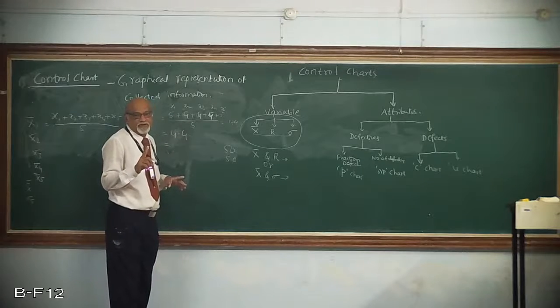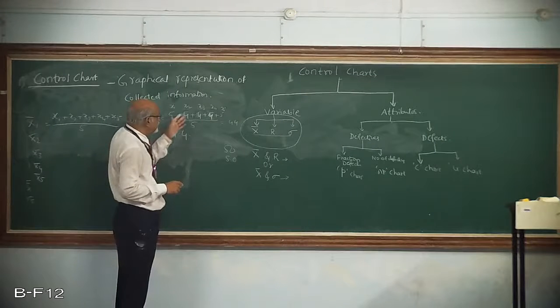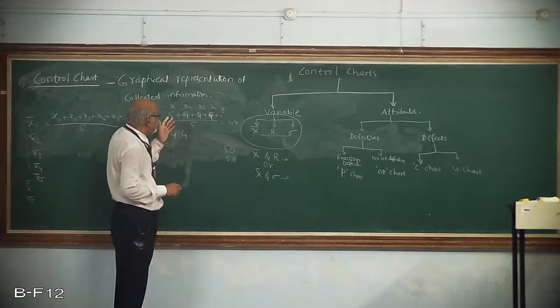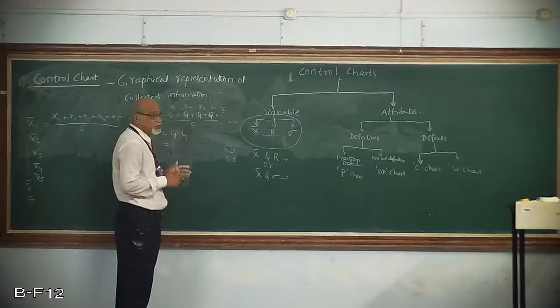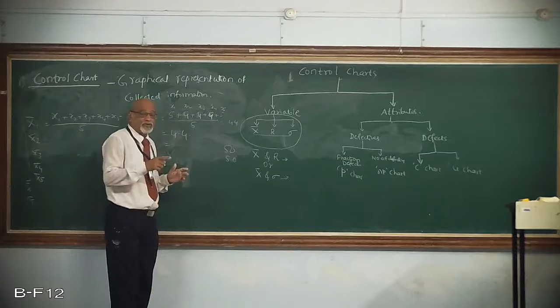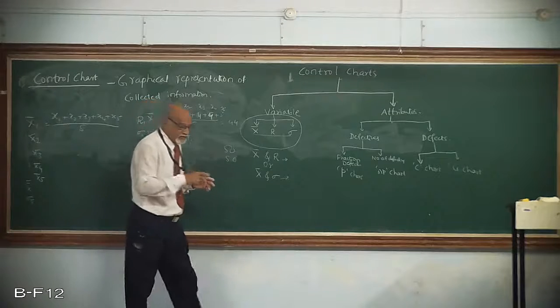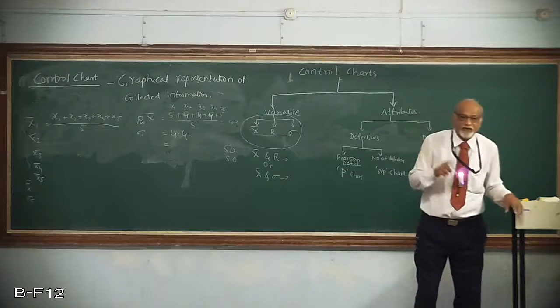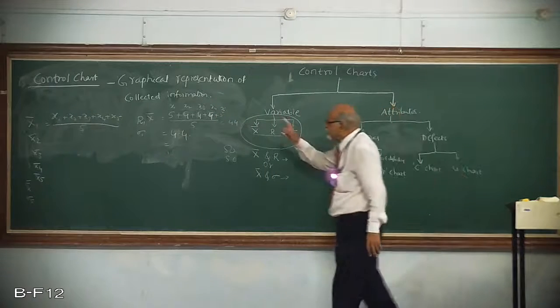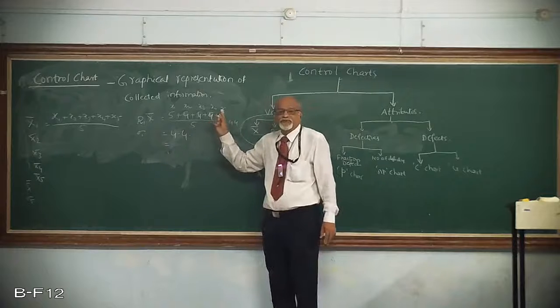Right? But if you have to find out the standard deviation for this one, then 5 minus 4.4 whole raised to square plus 4 minus 4.4 whole raised to square plus like this, and divide by n and then take the square root. That will give the sigma. Instead of that one, we can go for range. Understood?